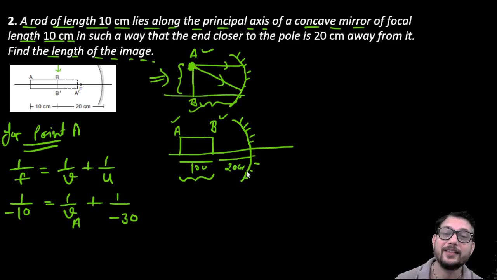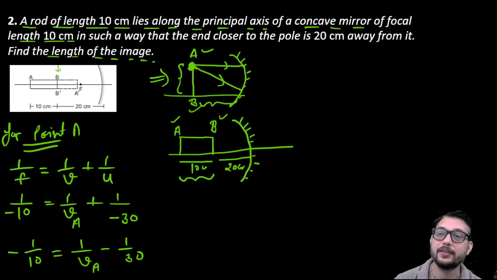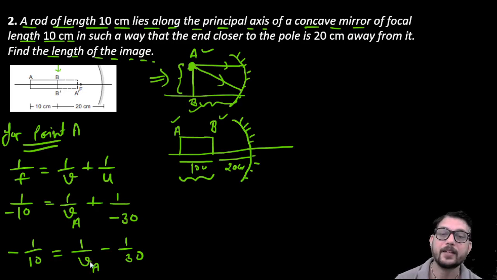As you can see here, this is your 20 and plus 10, because point A is 30 centimeter from the pole, so it will be minus 30. Or we can simply write minus 1 by 10, that is 1 upon vA minus 1 upon 30. So we have 1 upon vA equals 1 upon 30 minus 1 upon 10. 1 upon 30 is negative, so on the other side it will be positive.